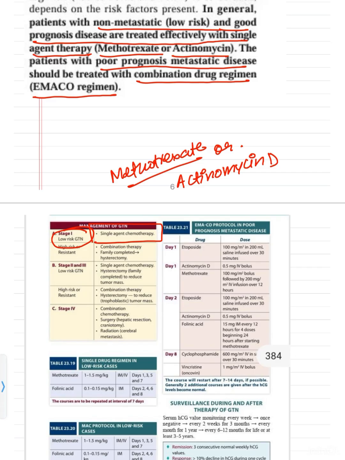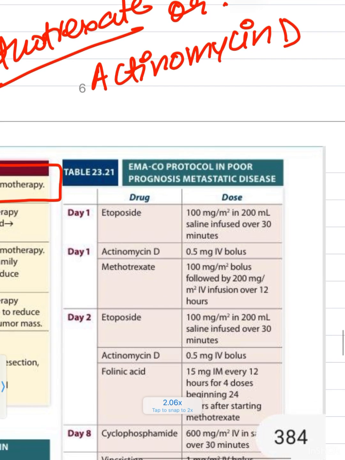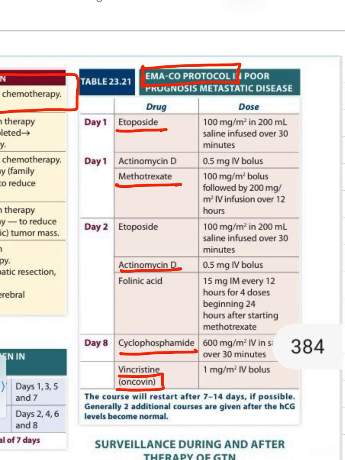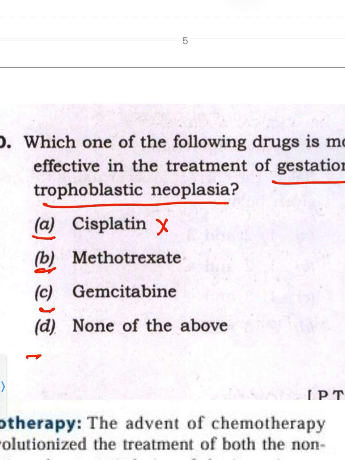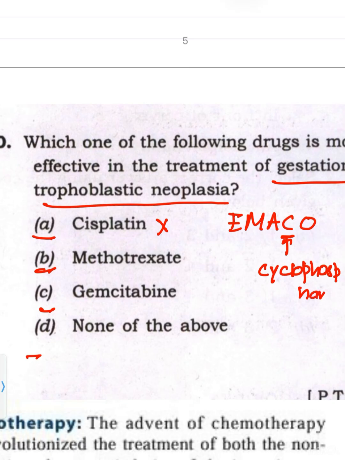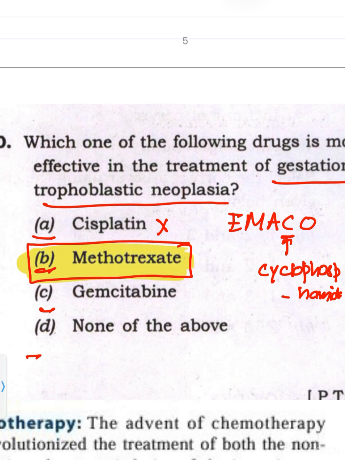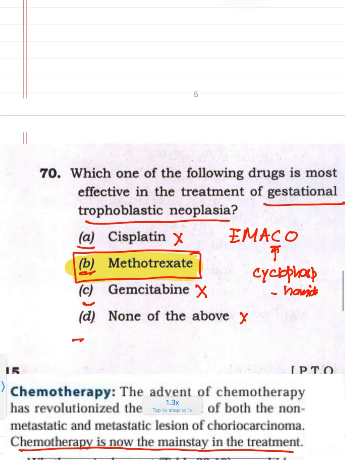And if this is the one with a poor prognosis, metastatic disease, then you are going to use the EMACO protocol. In the EMACO protocol, E stands for etoposide, M stands for methotrexate, A stands for actinomycin D, C stands for cyclophosphamide, and O stands for Oncovin, which is the brand name for vincristine. So coming to the question, first is the cisplatin. No, cisplatin is wrong. In the EMACO, C stands for cyclophosphamide, not cisplatin. Methotrexate, yes, it is used in low risk as well as metastatic tumors. So methotrexate is correct. Gemcitabine is wrong. None of the above is wrong. So it will be methotrexate.